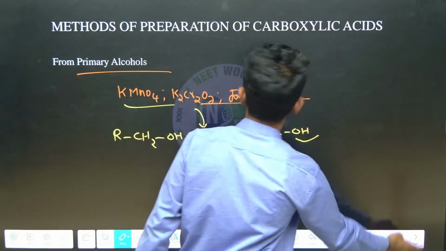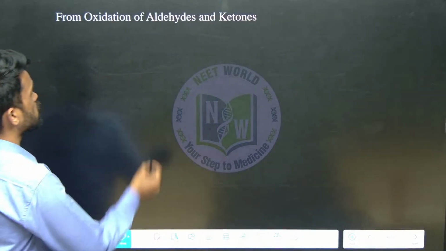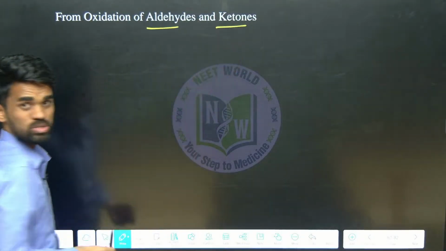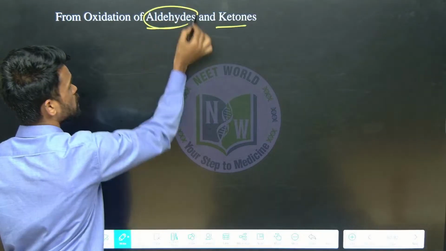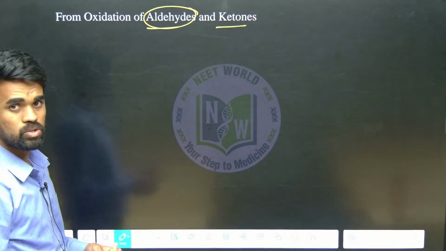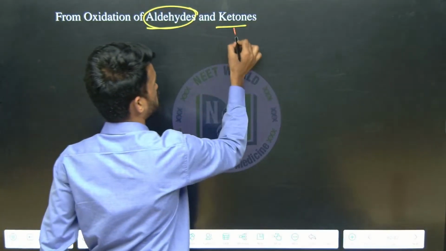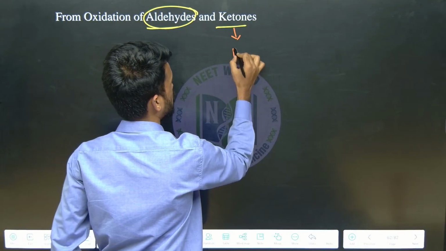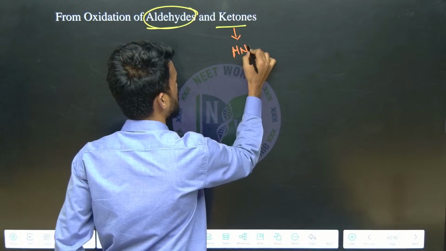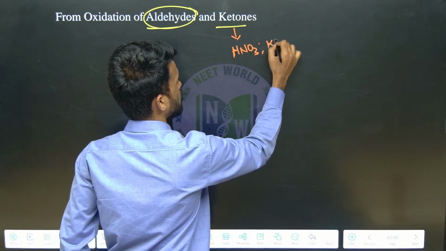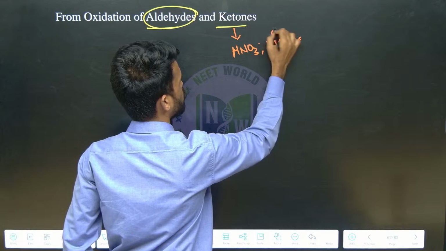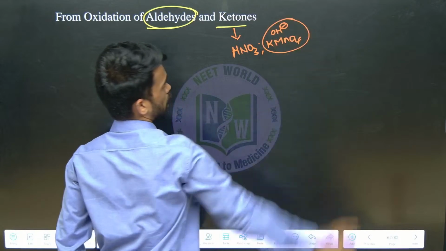Next, oxidation of aldehydes and ketones. Yesterday's class only we discussed. So we can oxidize aldehydes using oxidizing agents. For ketones particularly we require some specific reagents like HNO3, concentrated nitric acid, and KMnO4 under basic medium. Okay, like this we have to use.